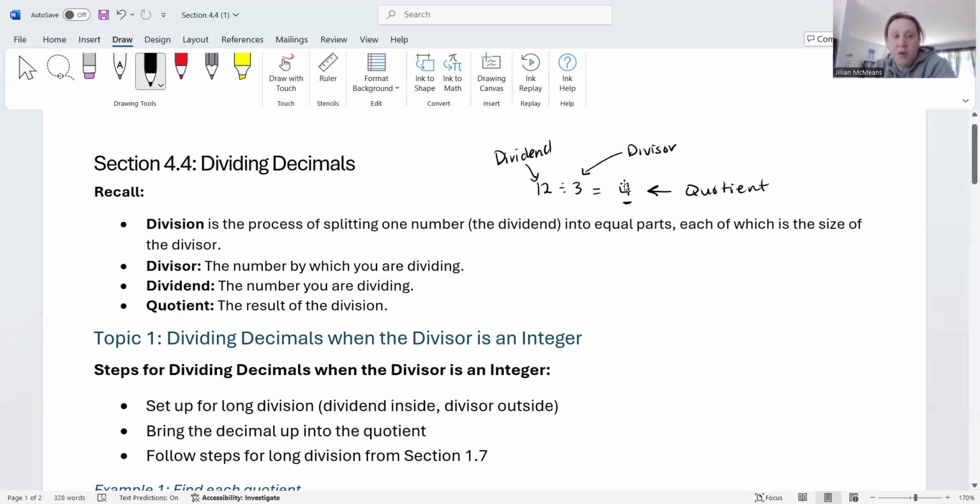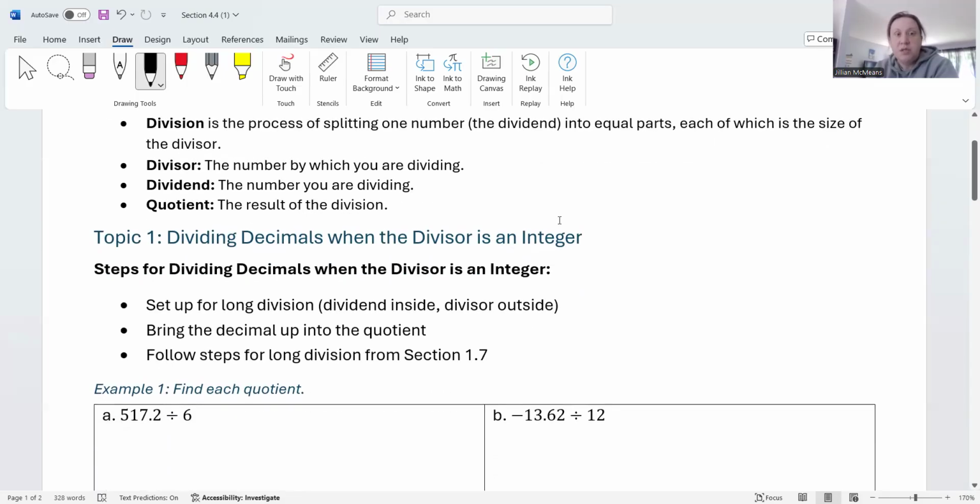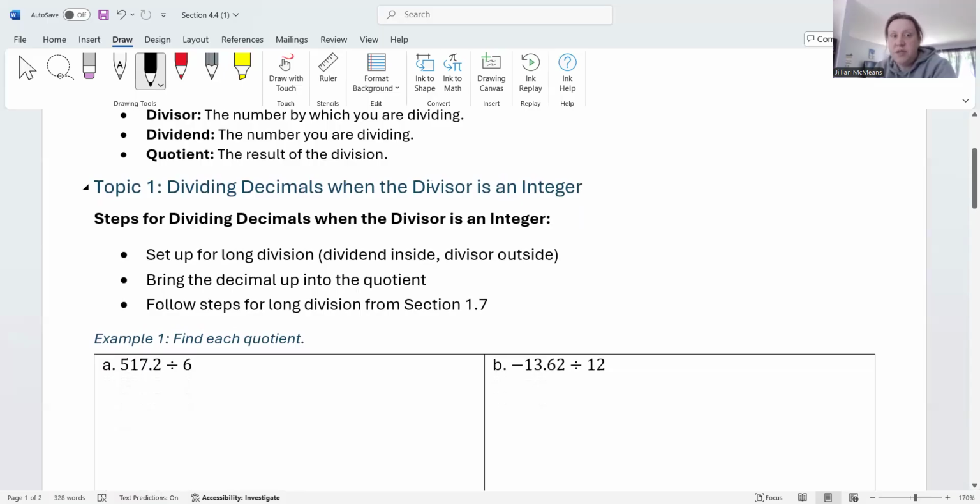And for our first topic, we're going to look at dividing decimals when the divisor is an integer. So the dividend can be a decimal, but the divisor is going to be some either positive or negative whole number, okay? So steps for dividing decimals when the divisor is an integer, set up for long division. So you want the dividend to be kind of inside that box. And then we're going to divide, and the divisor is outside the box. And then just don't forget the quotient goes up top. Okay? And then we're going to bring the decimal point up into the quotient. Okay? So as long as your divisor is a whole number or an integer, you can just bring your decimal point up into your quotient and divide just like normal.